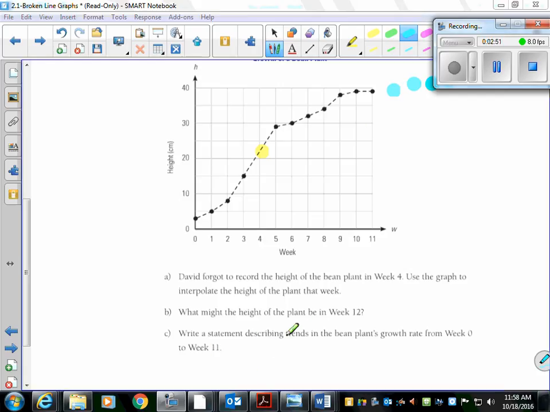Write a statement describing the trends in the bean's growth from week 0 to week 11. So it started off a little slow. After week 2, it started growing really fast, rapidly to week 5, and then through week 5 to week 9, it slowed down a little bit, and then at week 9 to week 11, it really has slowed growth.